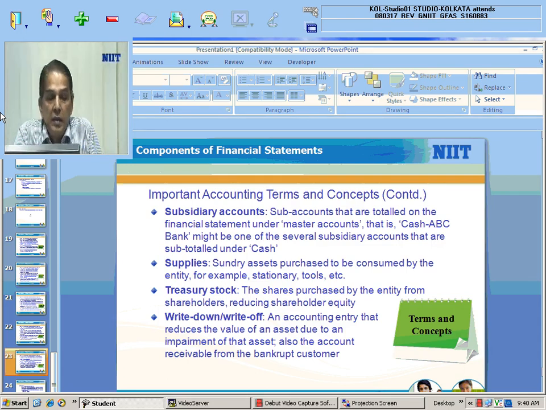Is that clear? Part from Delhi South Extension is asking about the meaning of impairment.